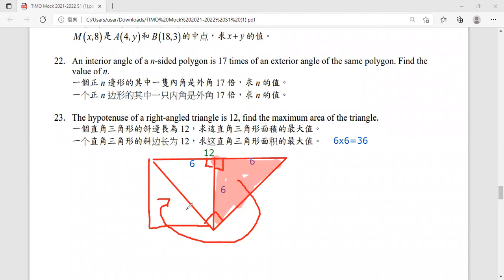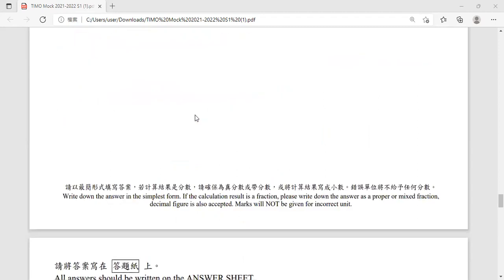Okay. But actually, of course you can do 12 times 6 over 2. Actually, I put some big back for you. Any questions? Okay. Question 24.